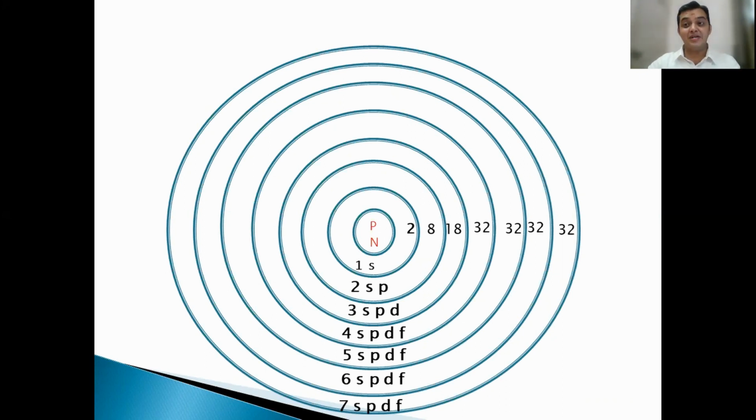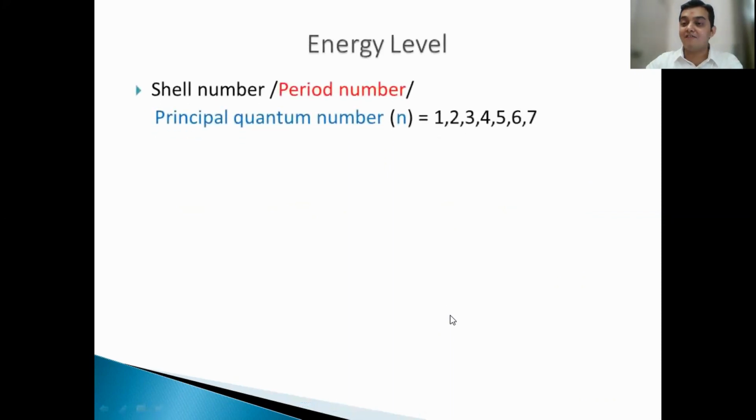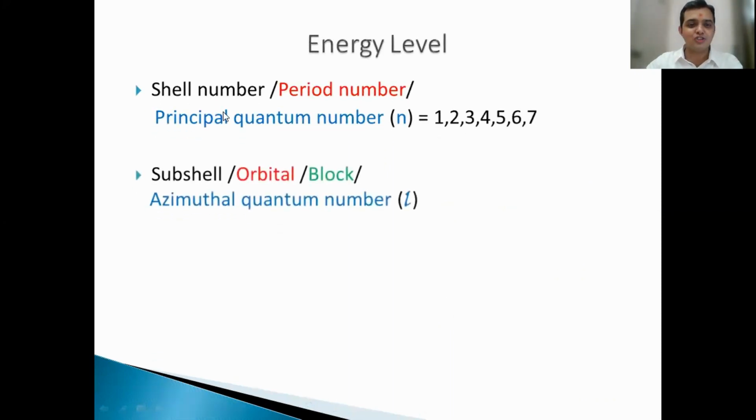So let's calculate the energy of each and every shell as well as subshell. For that energy level, they have given some numbers. You all know the shell number is the period number. That is 1, 2, 3, 4, 5, 6, 7 periods, 7 shell numbers. That we know. The subshell number, that is S, P, D, F. We call it orbital also. We call it block also. And in quantum numbers, we call it the azimuthal quantum number. Shell number is the principal quantum number.